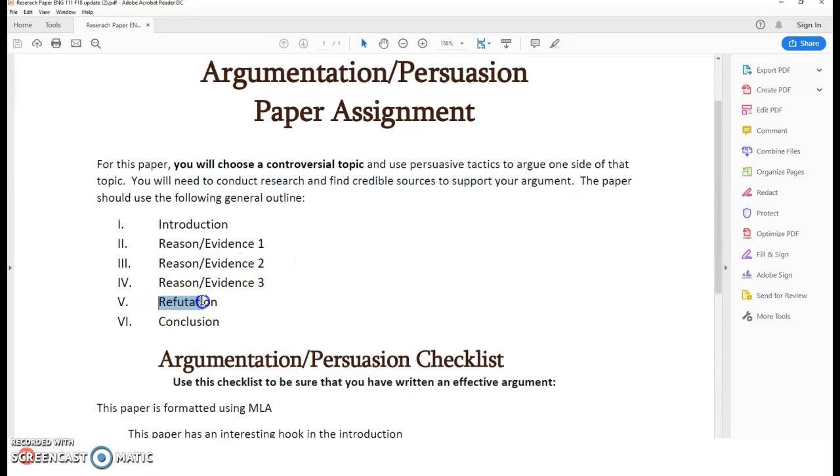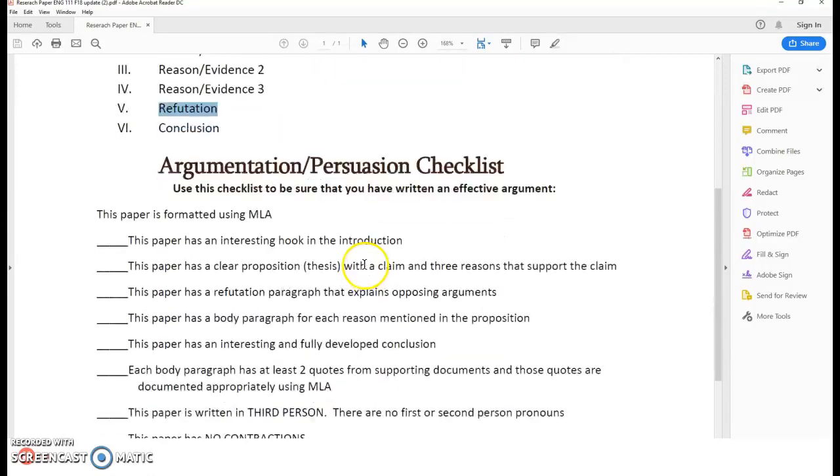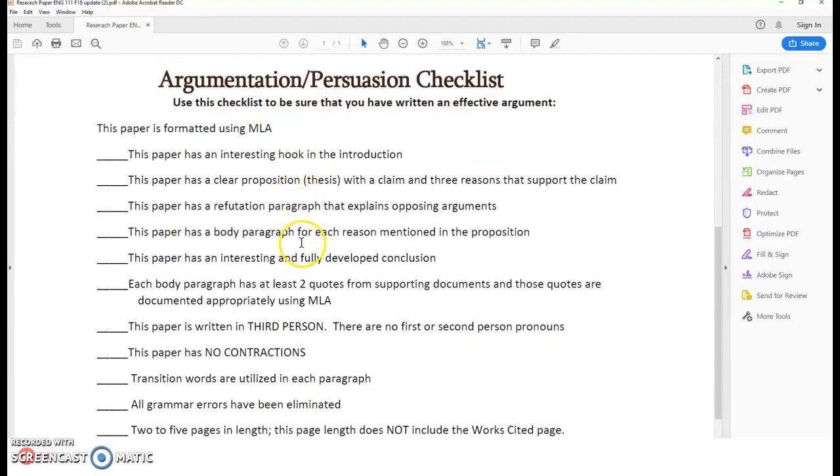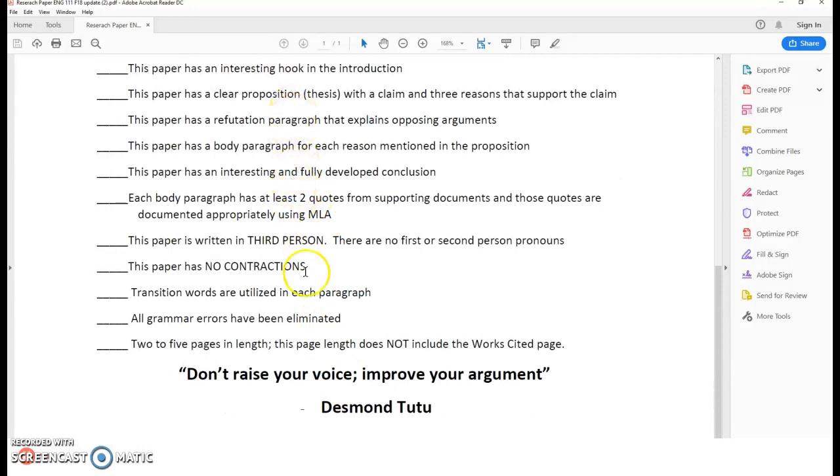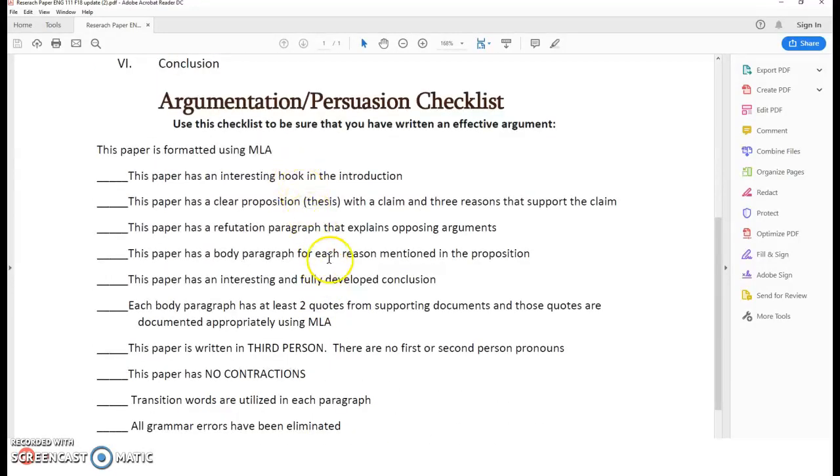And then the refutation, which deals with the fact that you can't ignore the other side of the argument. You have to say, well, the people who are going to disagree with me, how would I respond to their questions? These are the things that you're looking for in writing this paper, making sure that you're going to be doing this.